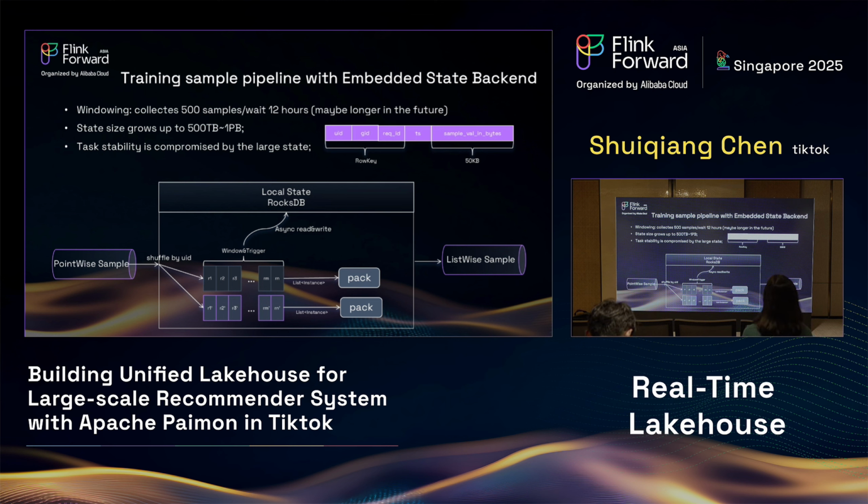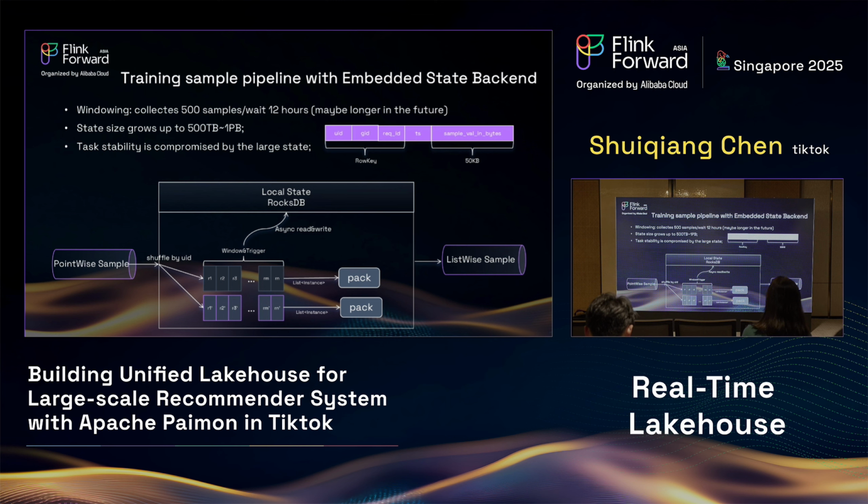At the beginning, we built up the training sample pipeline with the Flink embedded state backend. The point-wise samples are collected by a window operator and grouped by user ID, and the window state is stored in the local RocksDB state backend. And when the window is triggered, the collected sample list is retrieved from the RocksDB state backend and emitted to the next operator to finally build up a list-wise sample.